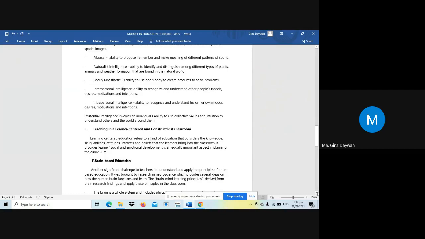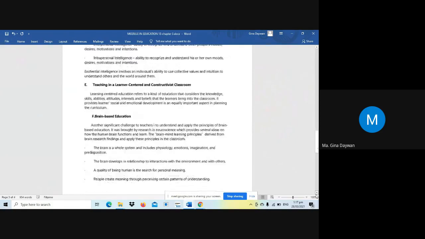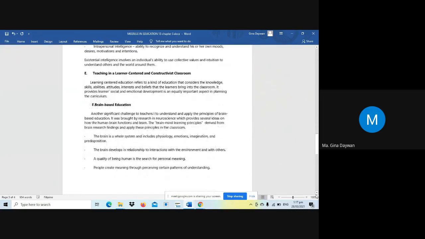Right. Then another one, we have the brain-based education. This is another significant challenge to teachers to understand and apply the principles of brain-based education. It was brought by research on neuroscience, which provides several ideas on how the human brain functions and learns.